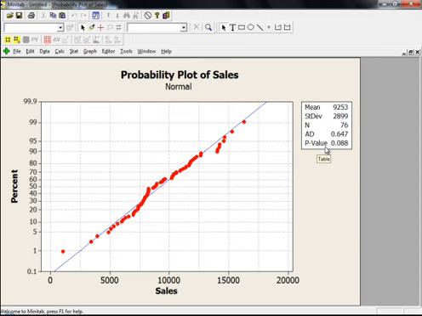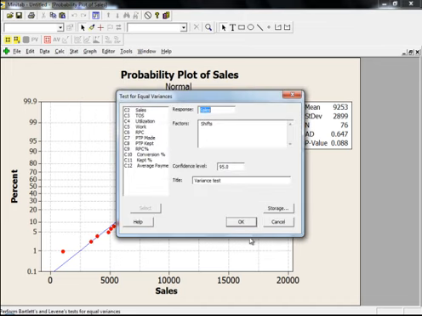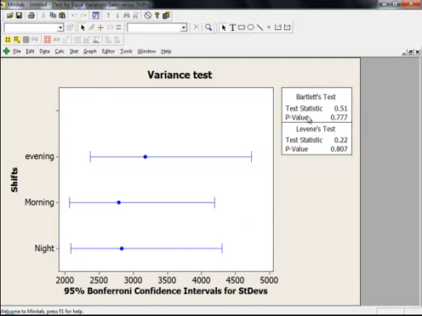So I will just look at either the p-value of Bartlett or the p-value of the F-test. So I would go to ANOVA, go to test for equal variance, shift, okay. I would look at the p-value of the Bartlett test. This Bartlett test says that there is no significant difference in the variance of the samples because it's greater than 0.05. So I would go with the null hypothesis. And the null hypothesis always says that there is no significant difference in the variance of the samples. That means the variance of all three shifts, evening, morning, and night, is approximately equal.